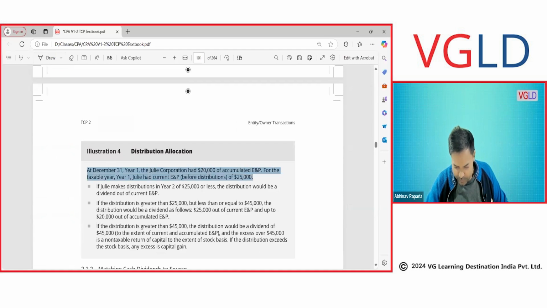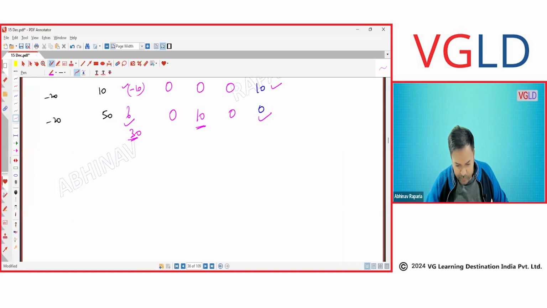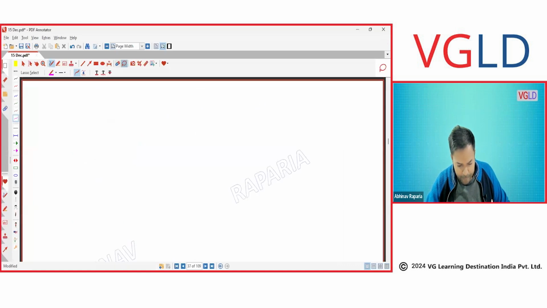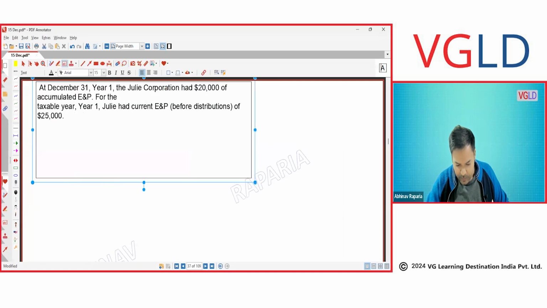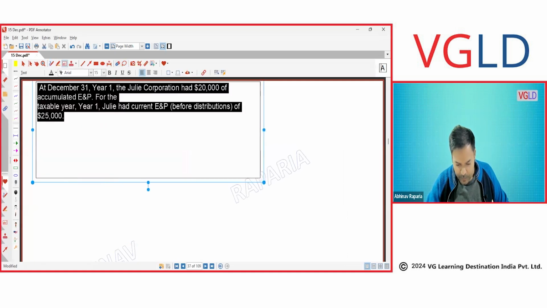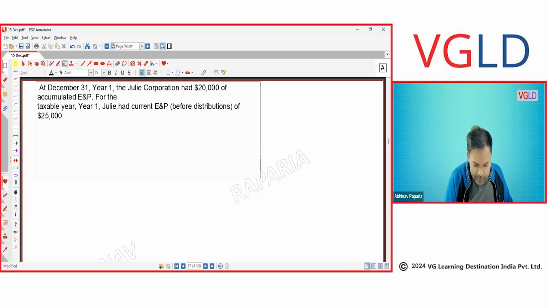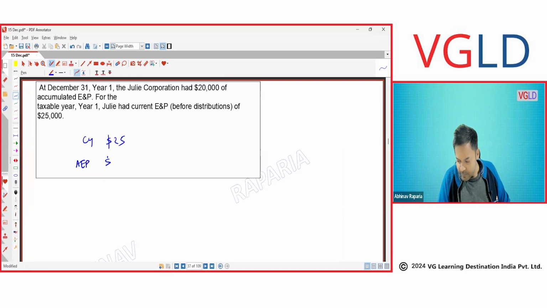See that. It's just a cake of one. That's the question. Your current year is how much, guys? Current year is, tell me, 25. What is my accumulated, guys? Very good. Accumulated is 20. Is this point clear, guys, up to here?